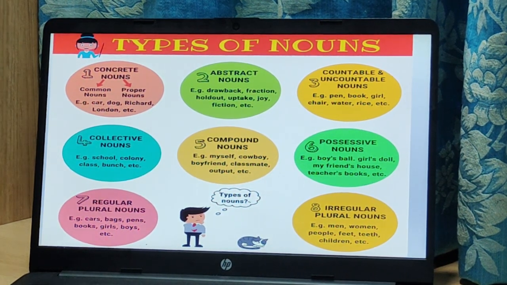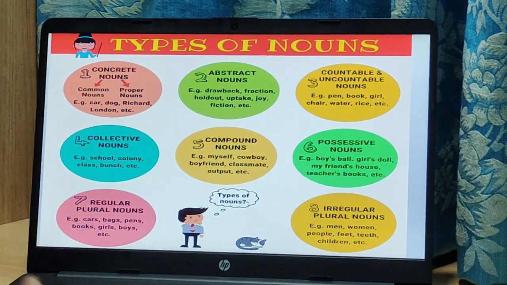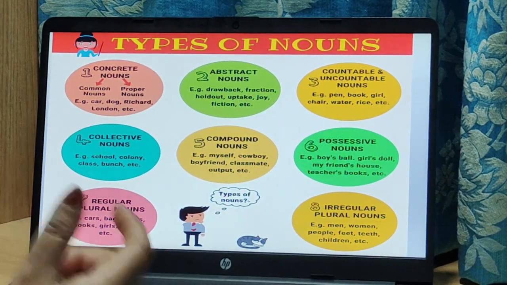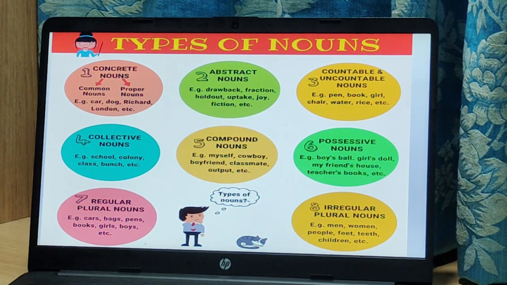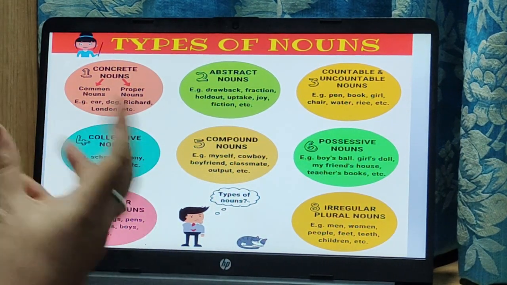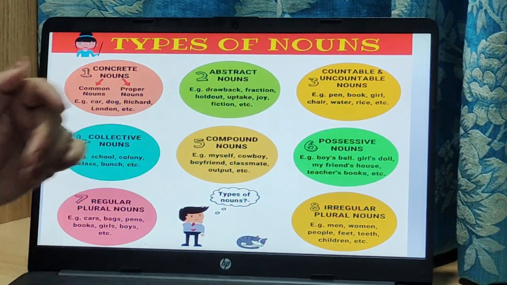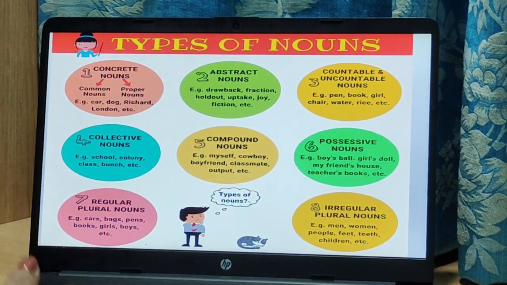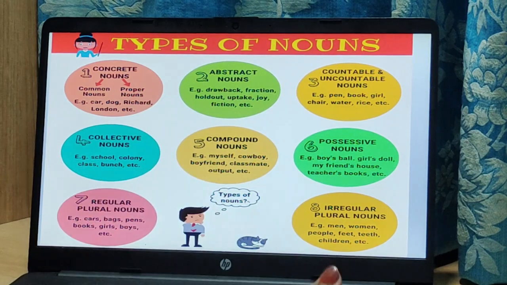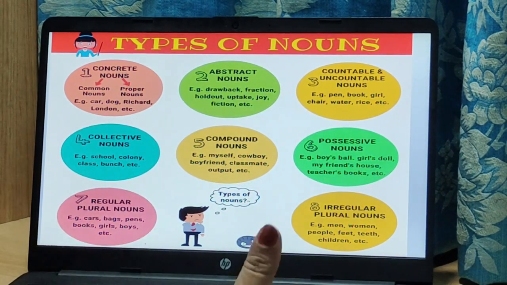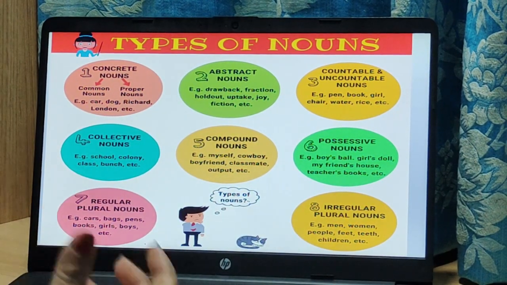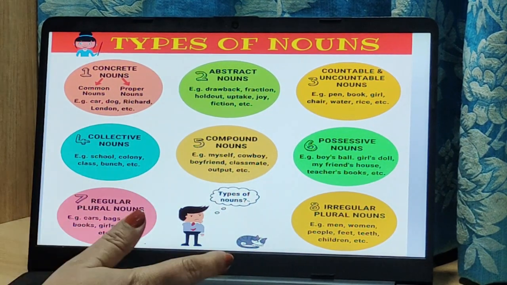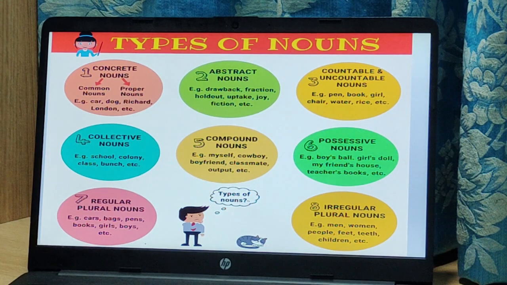Compound noun, like for instance blackboard, or classmate. Black plus board. Black is a noun, board is a noun. Both of them come together and form a compound, and hence we have the compound noun there. Possessive noun, like for instance you're talking about something belonging to somebody, someone's possessions, and hence it is a possessive noun, like the boy's bag, the girl's flower, things like that.